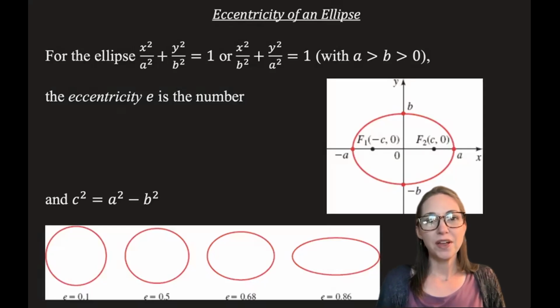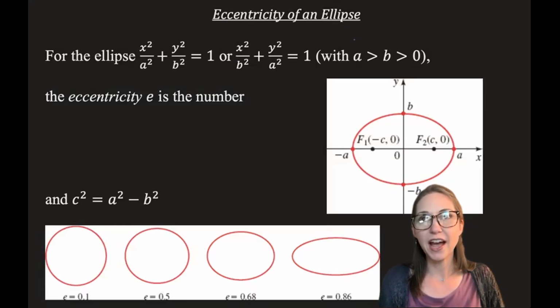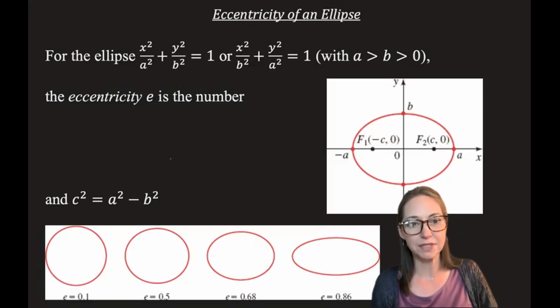Welcome back. We are studying ellipses in this video series. In this video, we're going to look at the eccentricity of an ellipse. That measures how stretched out the ellipse is. So the eccentricity, we call it E.